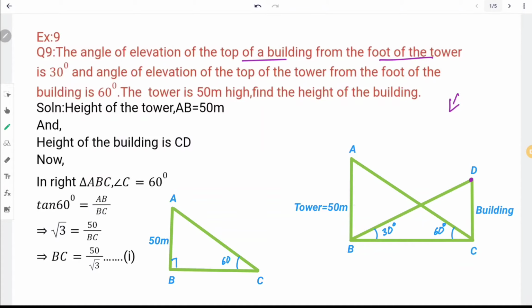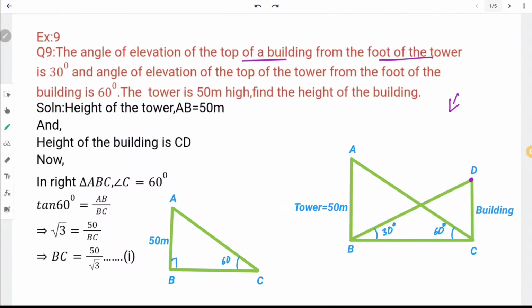So if you look at it, this is the tower, right? And where will the foot be? Here, okay? So you're looking at the top of the building from the foot of the tower, looking up like this. The question is saying it makes an angle of 30 degrees, right?